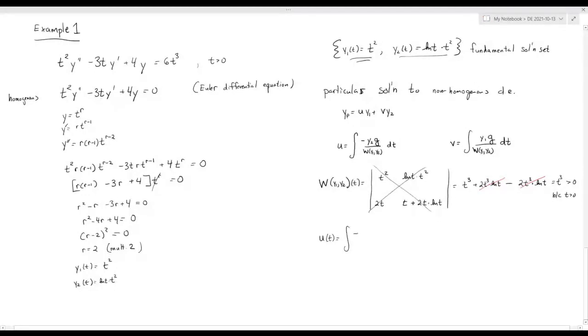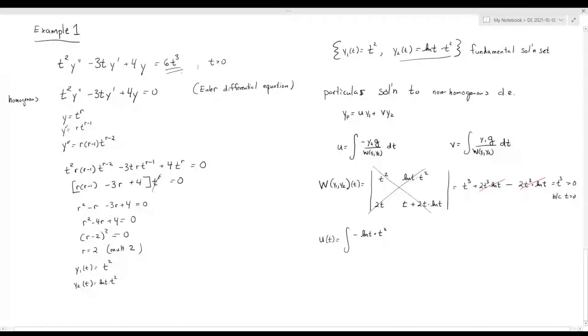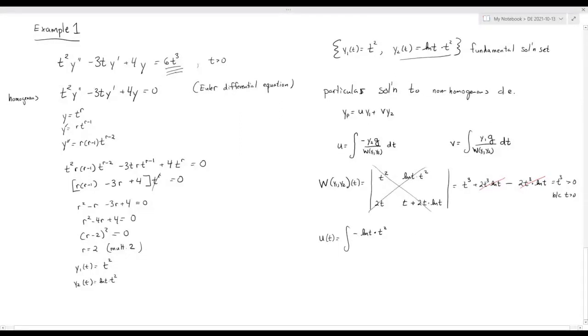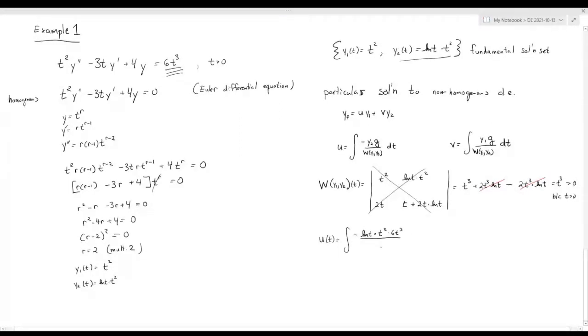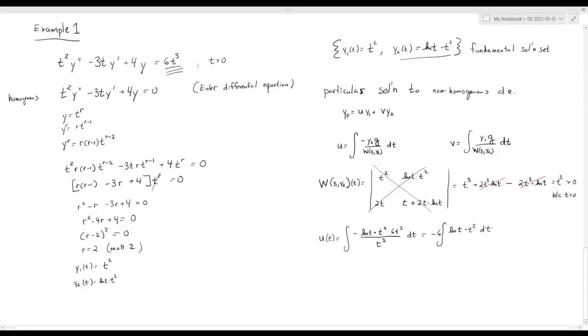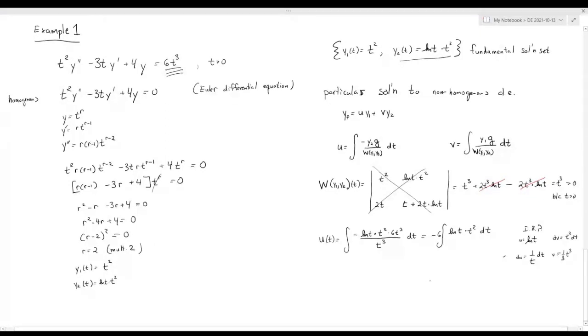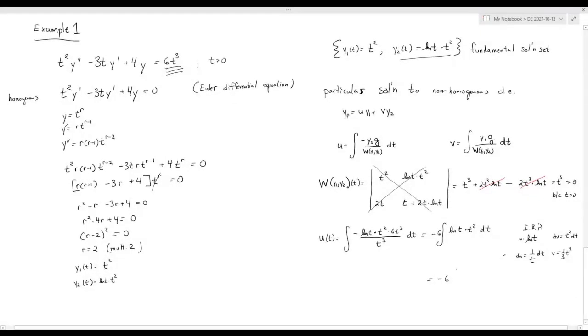All right, so let's find u. So u is the antiderivative of negative y2 times g, which is the right-hand side of our non-homogeneous equation, divided by the Wronskian, which we computed to be t cubed. So this looks like an integration by parts. So according to integration by parts, this should be negative 6 u times, well, so that's u of t. Let's keep that in our back pocket.